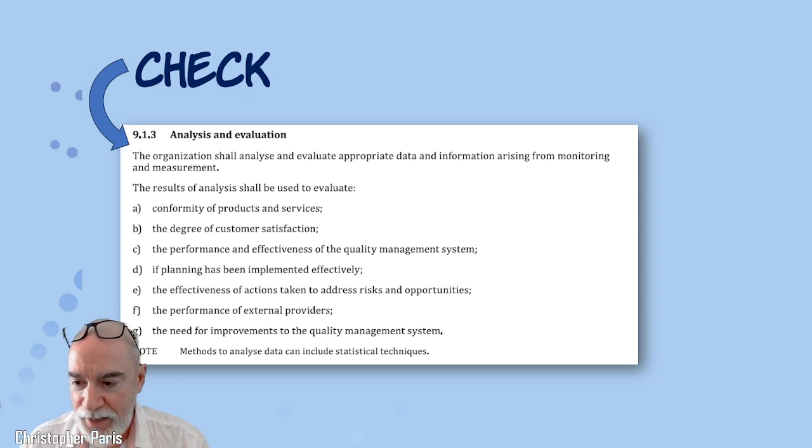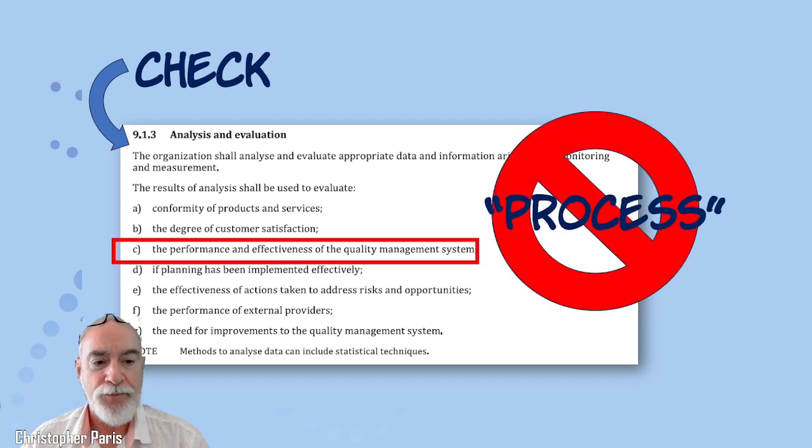Well, guess what? In that bullet list, A through G, process doesn't show up at all. They've forgotten about processes. C comes relatively close. It says you're going to check the performance and effectiveness of the quality management system, but they don't remind you and they don't connect the dots to say, hey, the performance and effectiveness of the quality management system is analyzed and evaluated on the basis of your process KPIs, right?